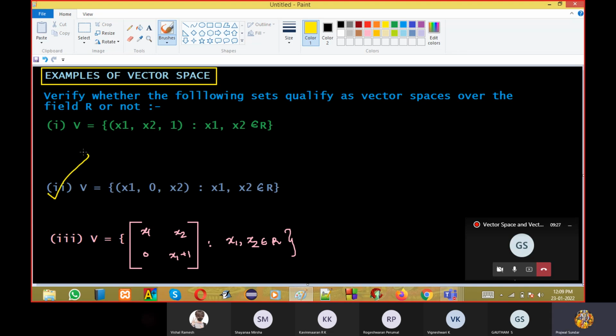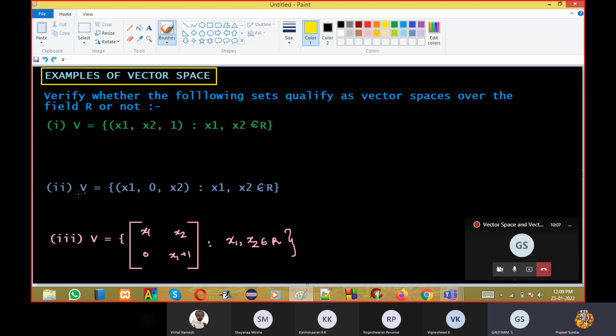Can you give an answer for the second question? Is it a vector space or not? Third question also, someone try. I'll give you 2 minutes, then I'll explain. Yeah, can I get any answer? Okay, not a problem. I will show the explanation.